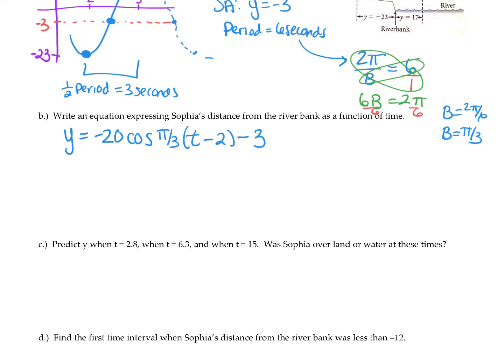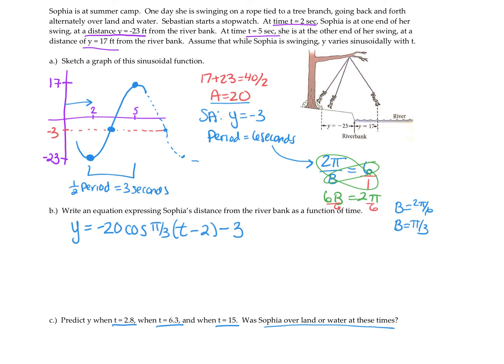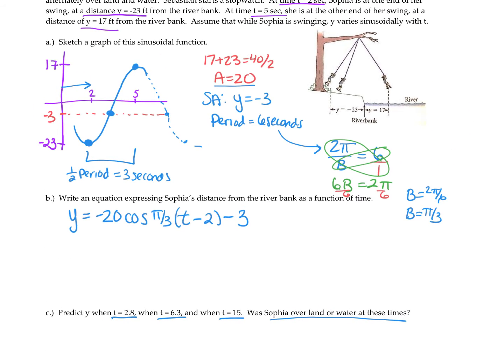In part C, they want us to predict what will happen at 2.8 seconds, 6.3 seconds, and 15 seconds, and then decide if Sophia was over land or water at this time. Based on the model that we see up here, when it was a negative number, she was over land, and when it was a positive number, she was over water. We could plug the formula from part B into our graphing calculator and substitute in each of the values. The other option is to plug each of these values into the equation by hand. We're still going to need our calculator to finish calculating the final answer, but either way is fine.